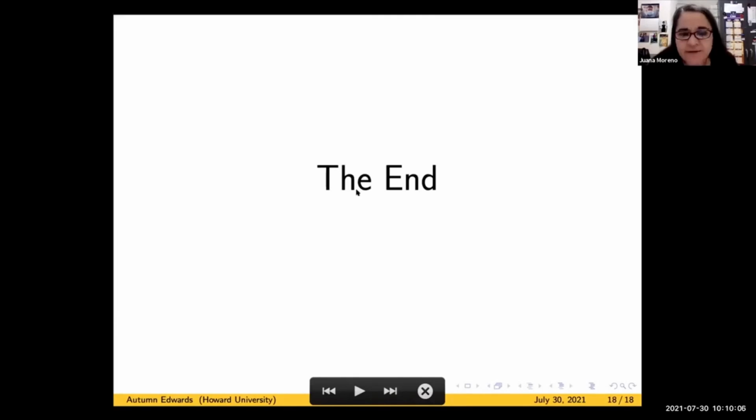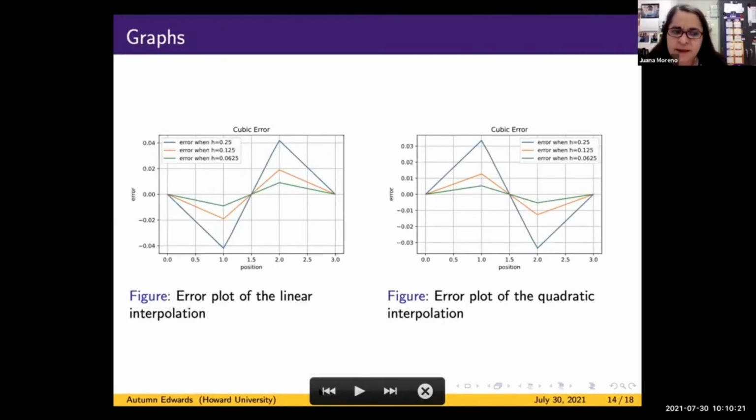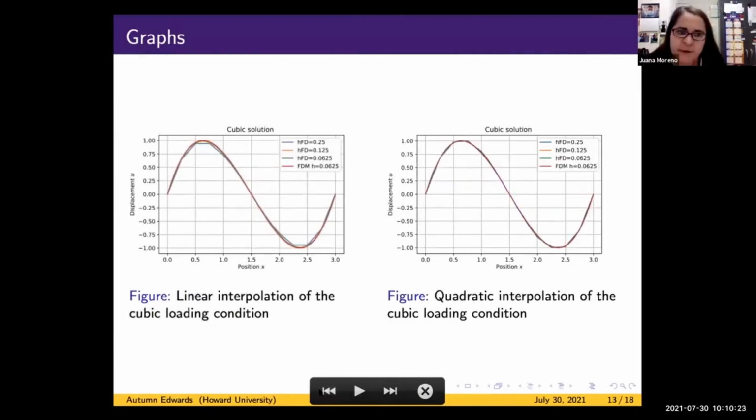Yeah, I have a couple of questions. When you show the cubic plot, the displacement is the displacement. Are you plotting the position of the different pieces of the rubber band?